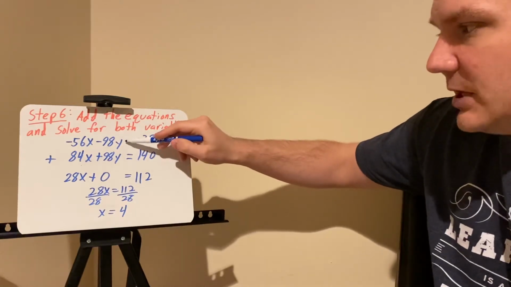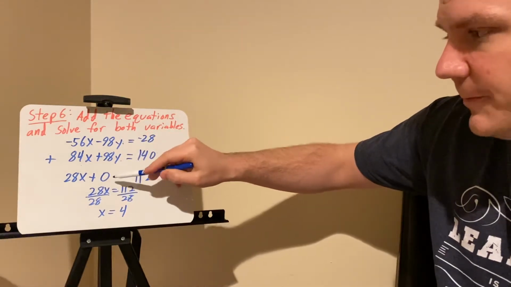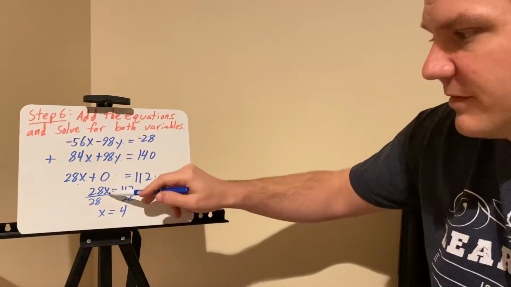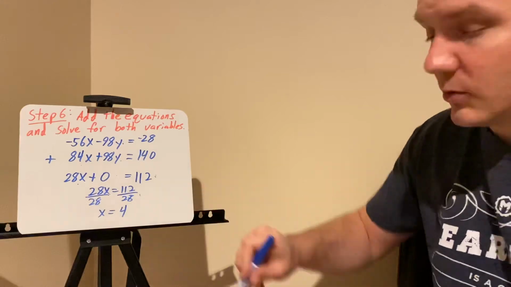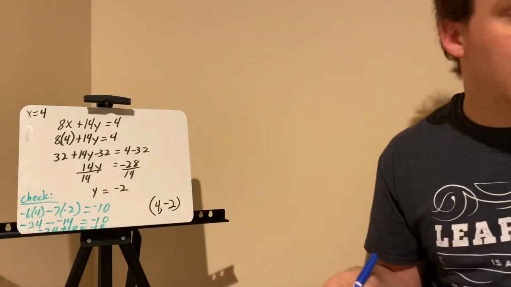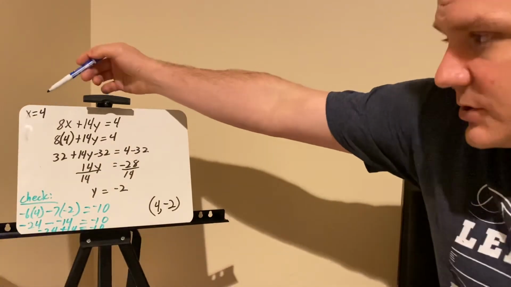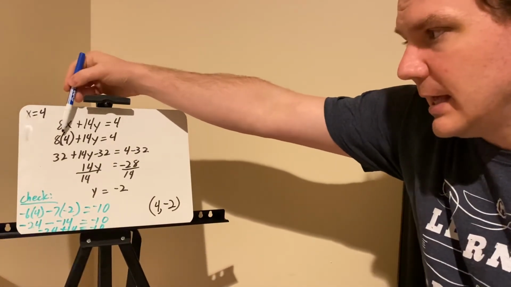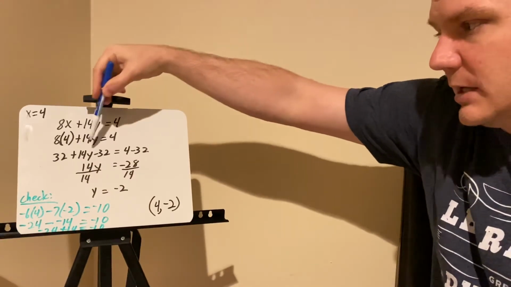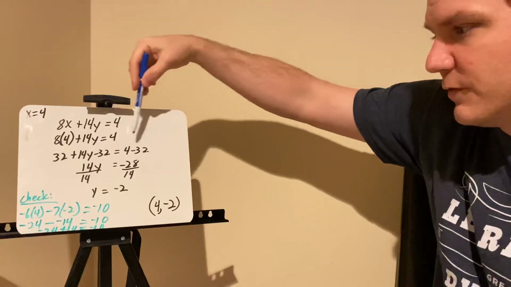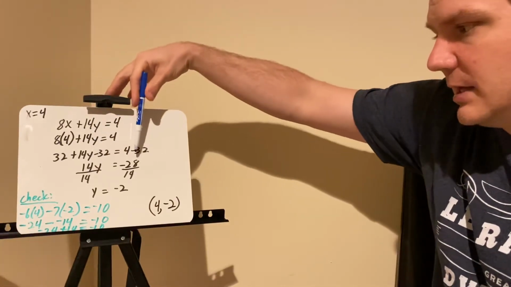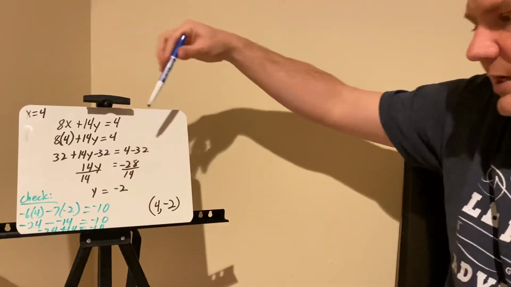So first I add the equations. You can see my y's become 0. I end up with 28x equals 112. Divide by 28, and I get x equals 4. I still have to solve for both variables, so I went back to the original equation. I substituted 4 in for x, and I got 8 times 4 plus 14y equals 4. I continued through algebraically to take 32 from both sides. I then divided negative 28 by 14, so y equals negative 2.